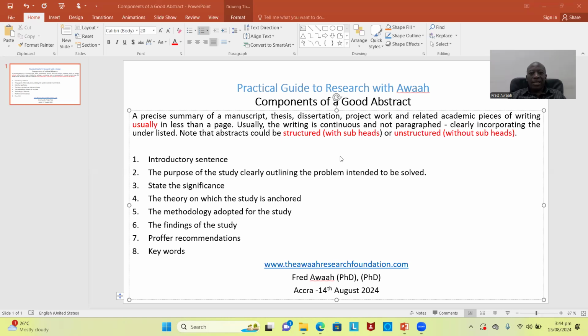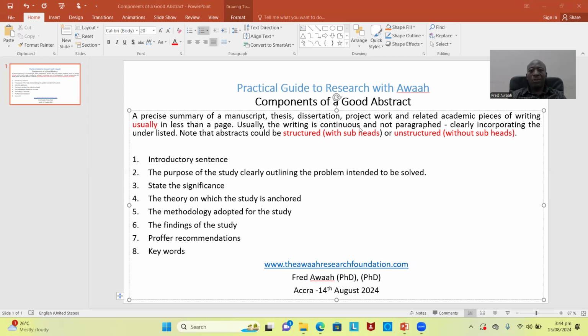In today's edition, we'll be looking at components of a good abstract. An abstract is a precise summary of a manuscript, thesis, dissertation, project work, and related academic pieces of writing, usually in less than a page. There are instances where some do it more than a page, depending on the requirement of the organization, the university, or the funding agency of the work that you may be submitting to.